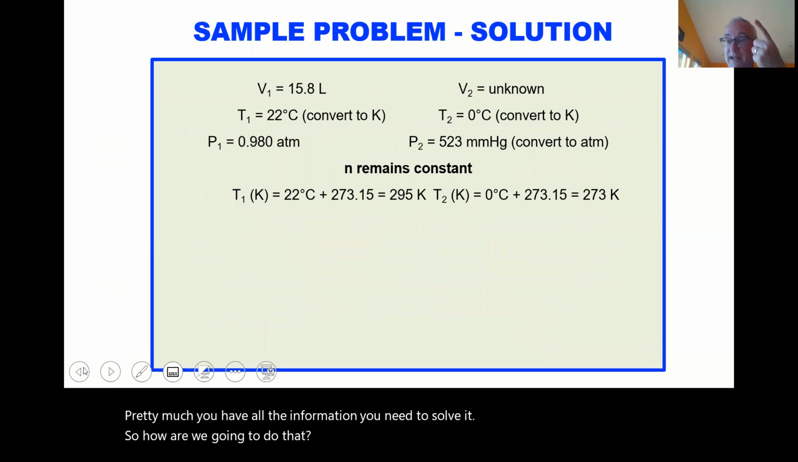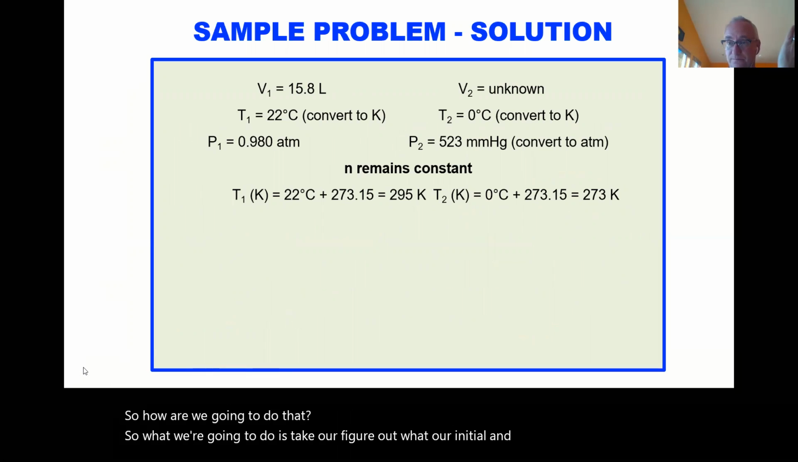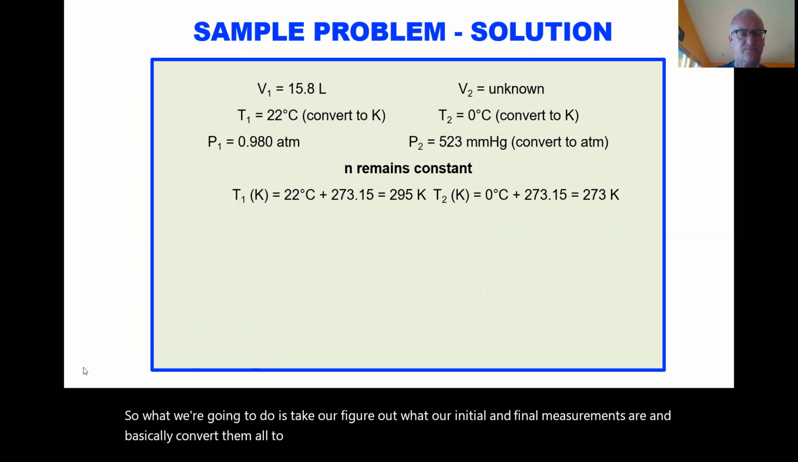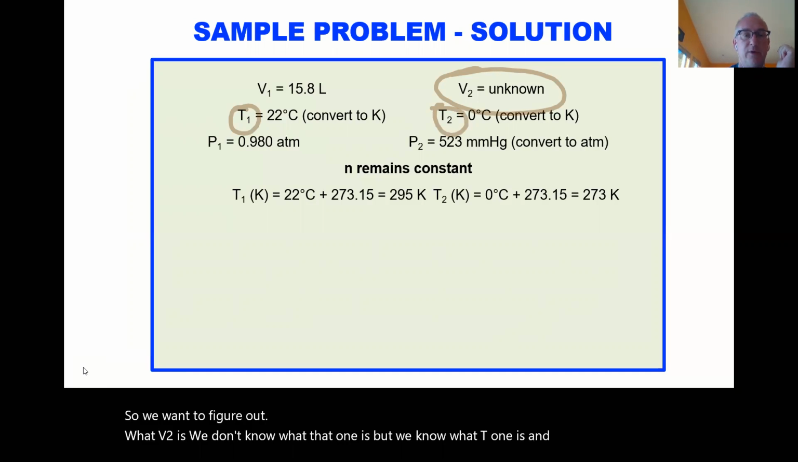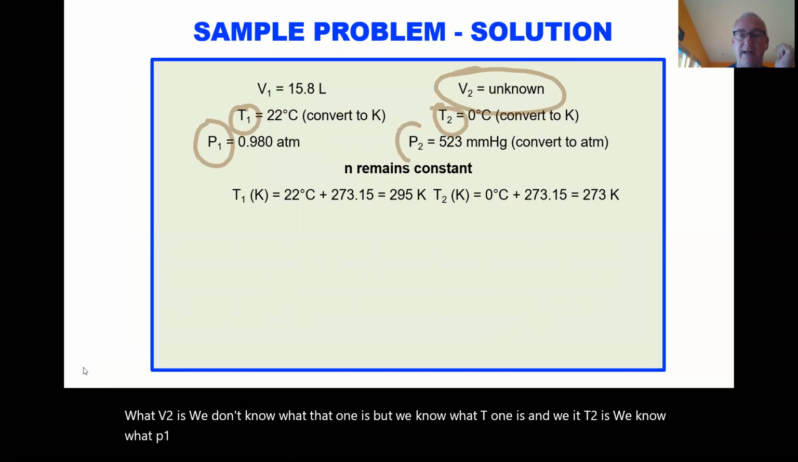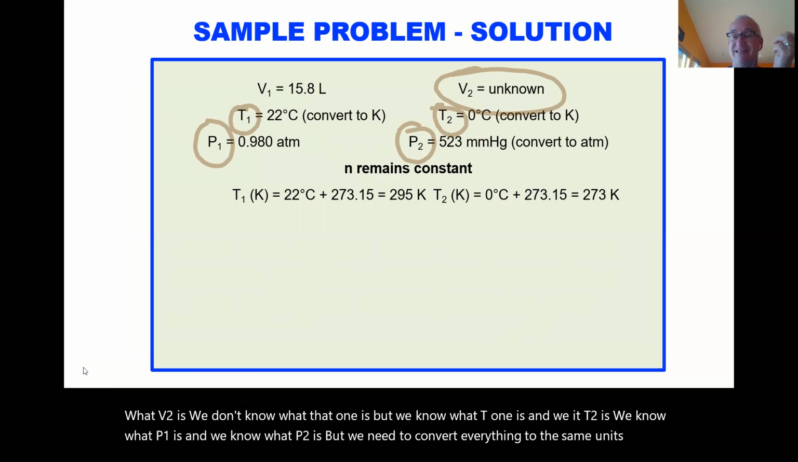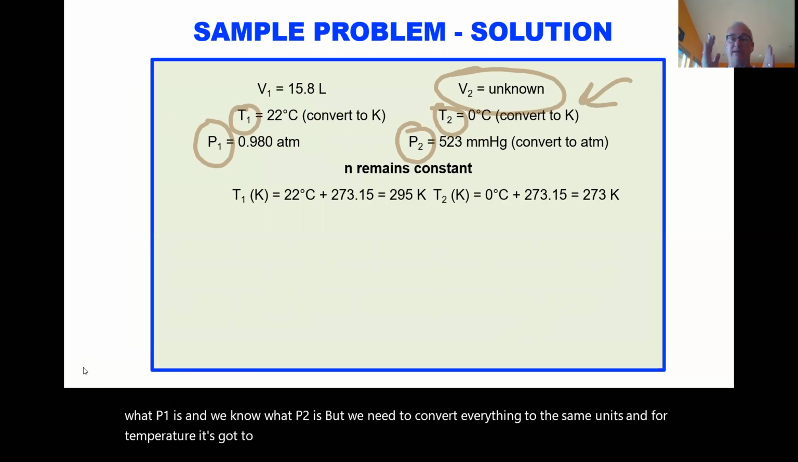What we're going to do is figure out what our initial and final measurements are, and basically convert them all to the same units. So we want to figure out what V2 is. We don't know what that one is, but we know what T1 is, and we know what T2 is, we know what P1 is, and we know what P2 is, but we need to convert everything to the same units. And for temperature, it's got to be Kelvin. Always, always, always has to be Kelvin, okay?